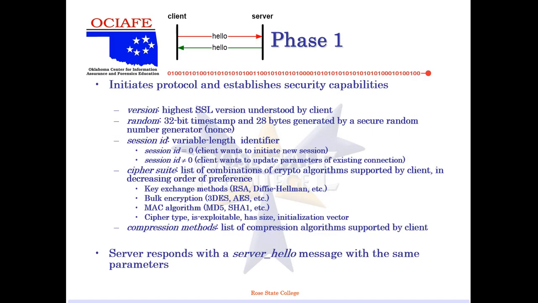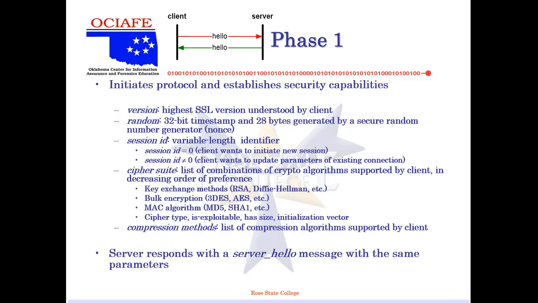So phase 1, it initiates and establishes the security protocols. You're going to look at the version. It's going to find out what the highest SSL version understood by the client is. If the client only gets to 2.0, then it's only going to go up to 2.0 from the server side. You're going to have a random 32-bit timestamp and 28 bytes that are going to be secured by a random number generator. And then you're going to have a session ID. Again, the server will give you that session ID number.